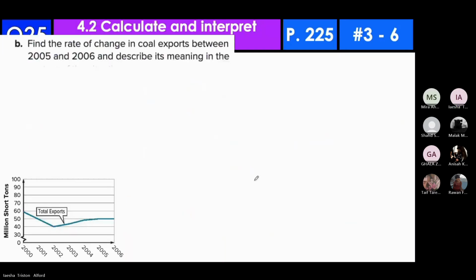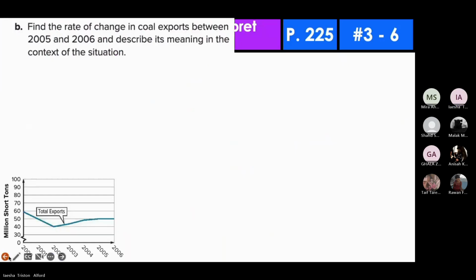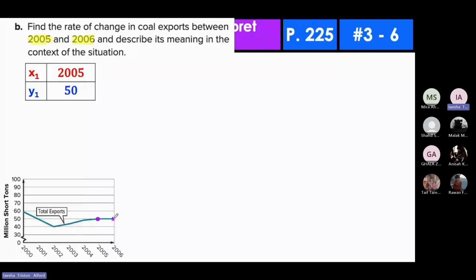Last one, part B. They want 2005 and 2006. So here's 2005. Go up. Looks like it should be 50. 2006. Go up. Also 50. Make sure you put the points in the table so that it is clear and you're not making silly mistakes.